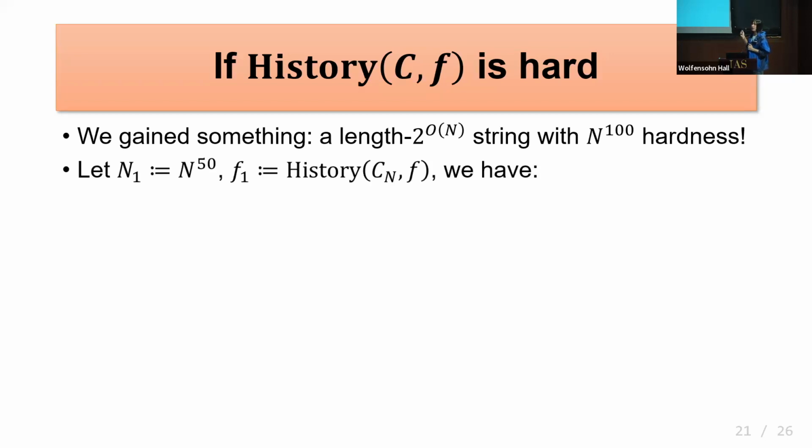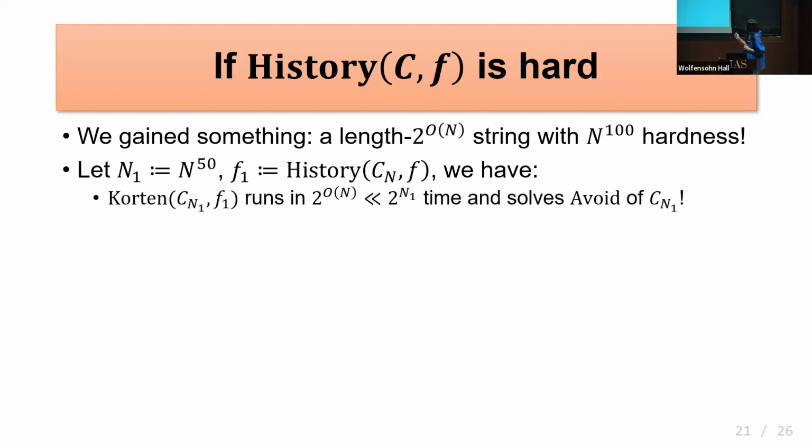So let's try to use this history, which has large circuit complexity, to solve range avoidance on a larger input length. We fix a larger input length N1, and let N0 be this capital N, which is the initial input length we are considering. So we use the history on this N0 to try to solve range avoidance on N1. You can just plug it into Korten's reduction.